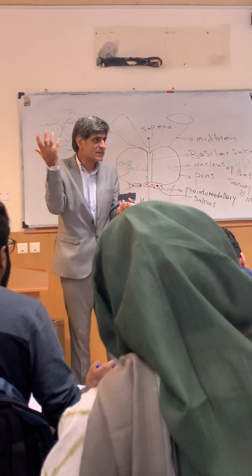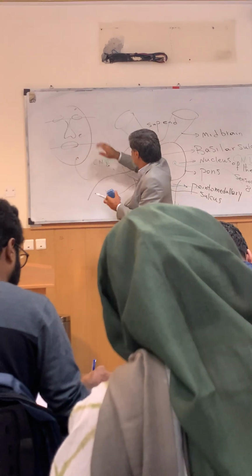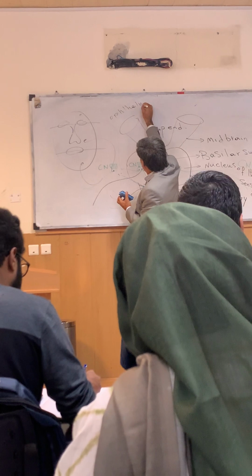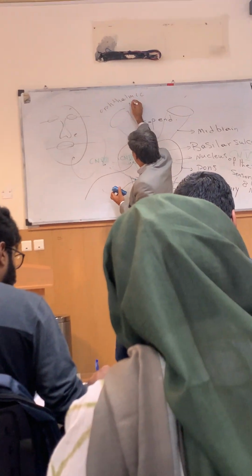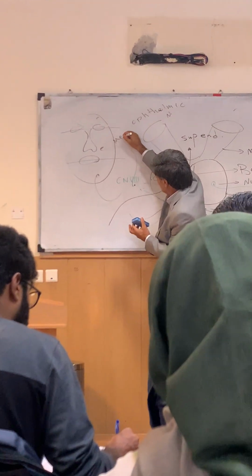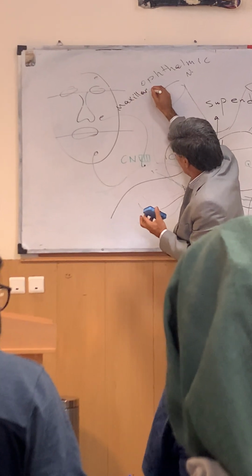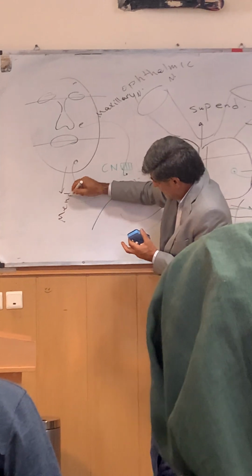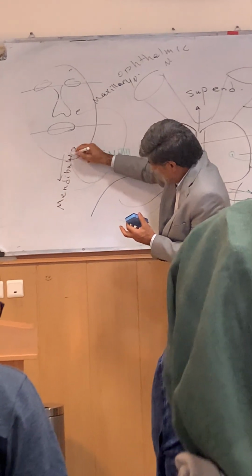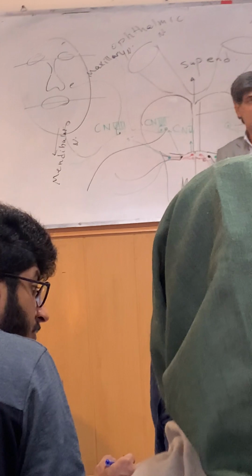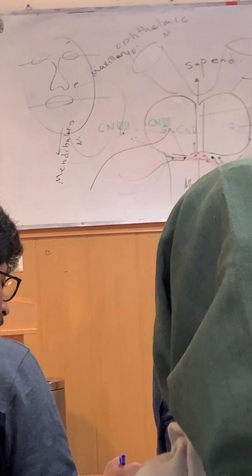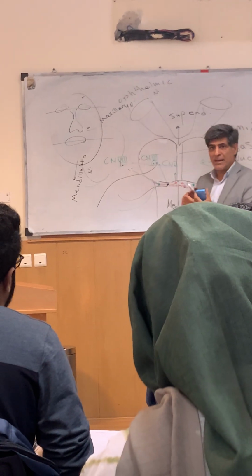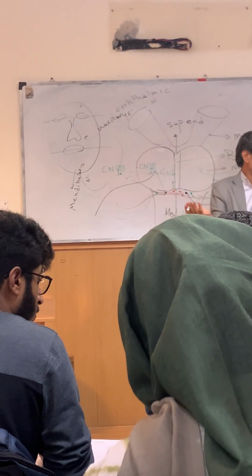Okay, face skin. Upper part innervated by the ophthalmic nerve, this part by the maxillary nerve, and this lower part by the mandibular. Okay, trigeminal contains three nerves: ophthalmic, maxillary, and mandibular. Okay.